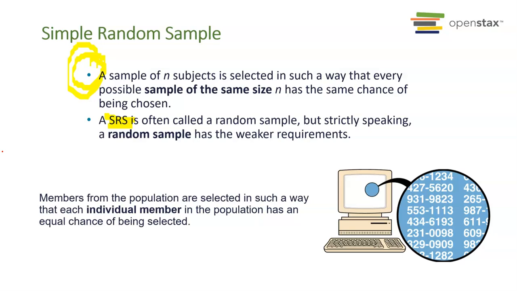So if I wanted to survey students at Mitchell Community College, I would go to the database that has all of the names in the list, and I would say, hey, random number generator, generate me 100 different student IDs to sample. And everybody would have the same probability of being selected.